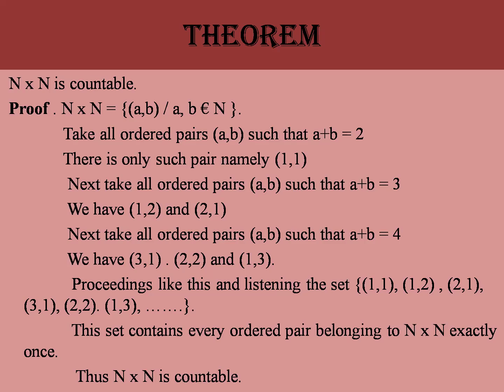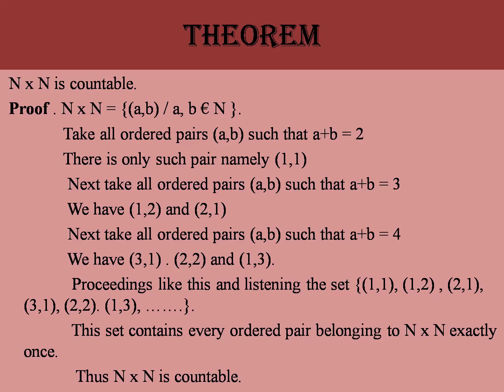First, we select the ordered pairs (a, b) such that the sum of these two elements is equal to 2. That is, a plus b equal to 2. We get only one pair, namely (1, 1). Next, we take all ordered pairs (a, b) such that a plus b equal to 3. We have two pairs, (1, 2) and (2, 1). Similarly, we take the next ordered pairs (a, b) such that a plus b equal to 4, proceeding like this, and also listing all the elements and omitting those elements which already exist.